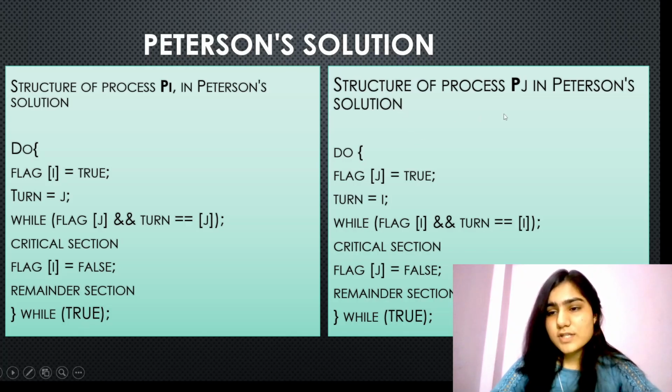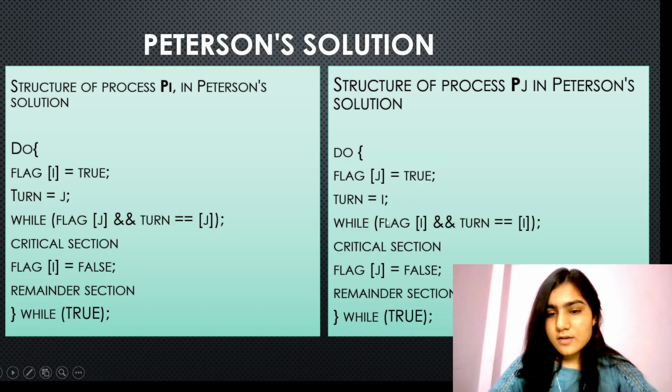Similarly, we have the structure of process Pj here in the Peterson solution, but here we have flag[j] equals true. It means that process j is ready to enter its critical section, but it gives the turn to process i. That is why we have turn equals i.